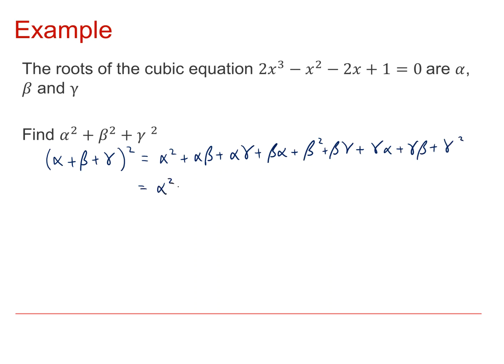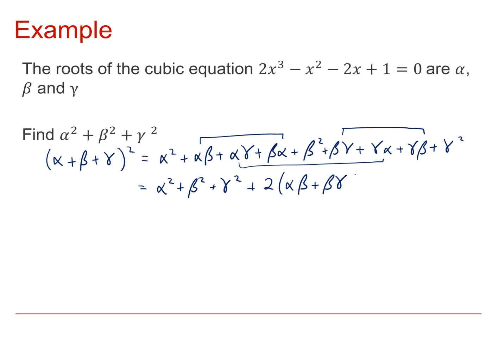Collecting terms, we have alpha squared plus beta squared plus gamma squared. We've got alpha beta and beta alpha, so that's 2 lots of alpha beta. We've got beta gamma and gamma beta, so that's 2 lots of beta gamma. We've got alpha gamma and gamma alpha, so that's 2 lots of gamma alpha. I'm writing gamma alpha rather than alpha gamma because it gives a nice cyclic symmetry.